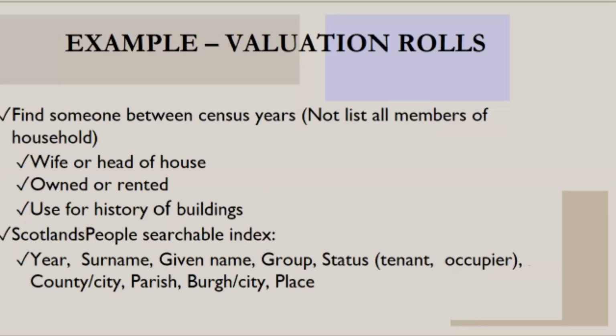These are really good if you're looking for somebody between the 10-year census records. Of course, you're going to look at the head of the household mainly, or the wife, because they wouldn't list the children necessarily on a valuation roll. However, it's also good for tracing the history of buildings. You can track who owned the building and how long the building had been in existence. ScotlandsPeople has an excellent index for this. And I've got listed on here all the different ways you can search that index. Year, surname, given name. If you know the place, you can type that in. If you know the year you want to look for, you could type that in and do the search.